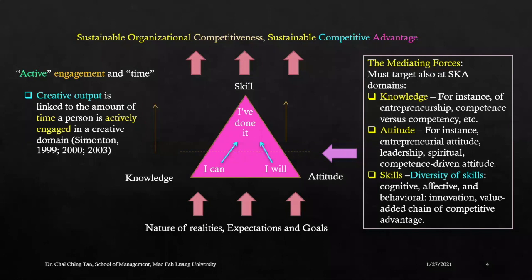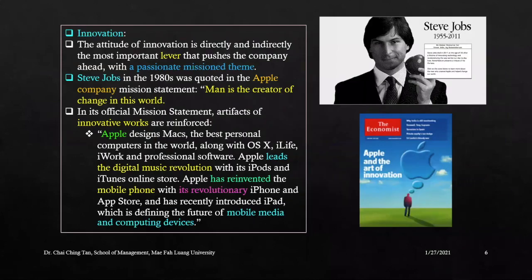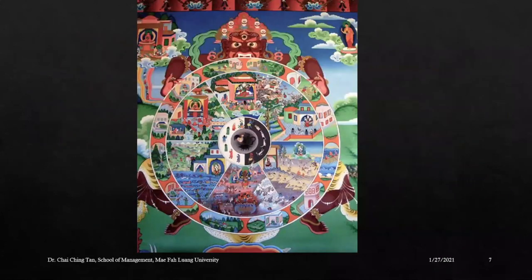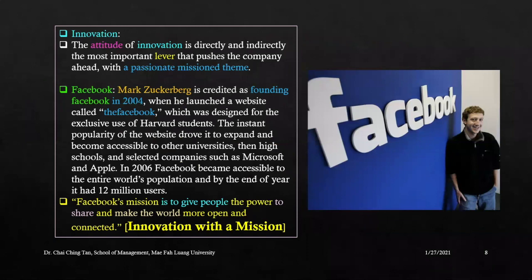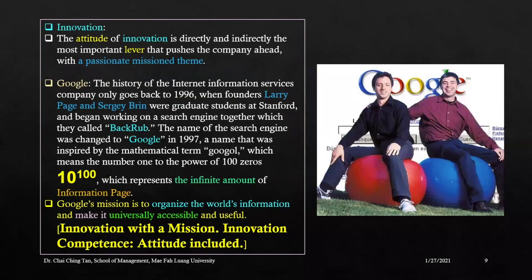So for these innovations with creativity, you need some very sophisticated knowledge, attitudes and skills. So this is very, very important. You've got to meet and deliver the competencies, with a mission. The other one is Google. Also, innovation with a mission. Innovations are competence, which of course includes attitudes.